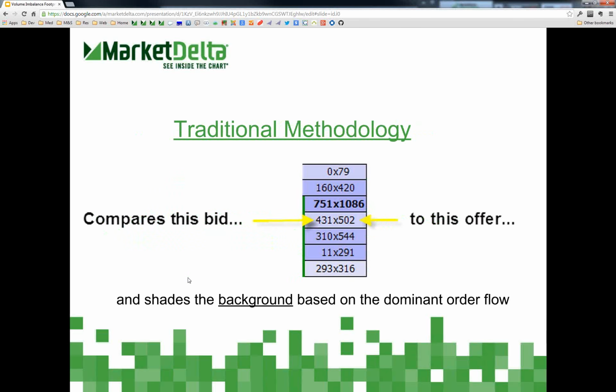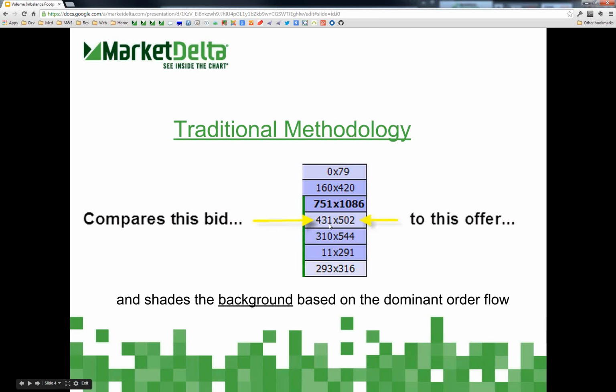So here's the traditional methodology for the footprint. I just want to show it because you've probably seen it and it's all over the website. It simply compares the bid traded volume against the ask traded volume. This is how it's represented: bid traded volume and ask traded volume.